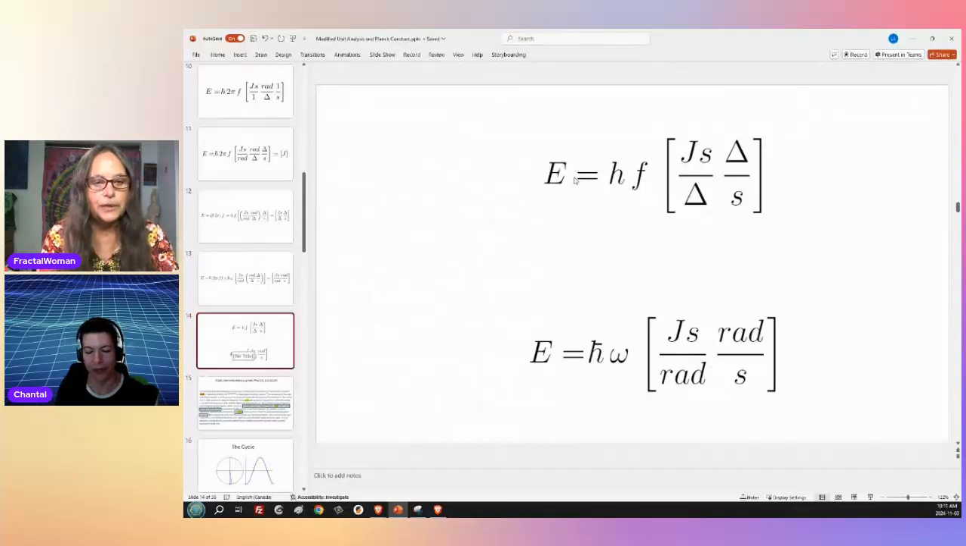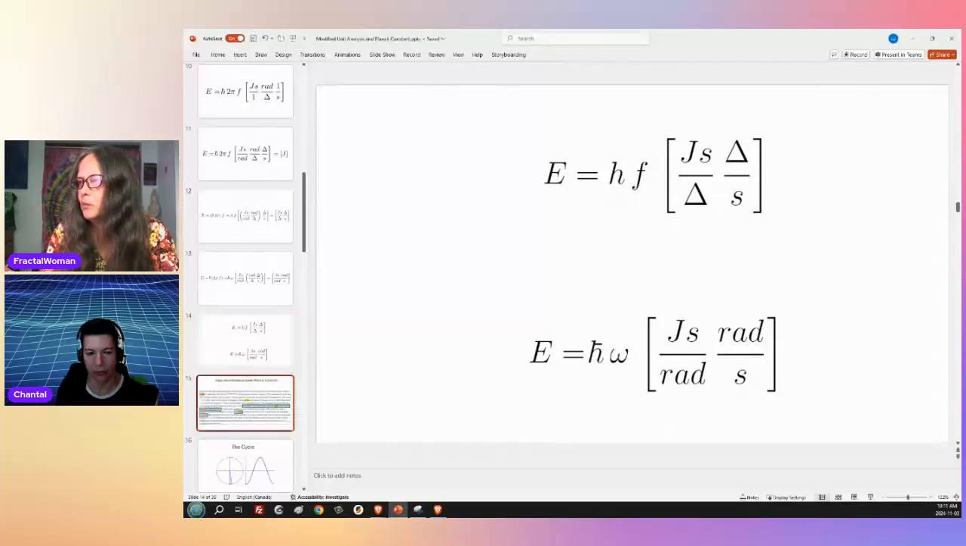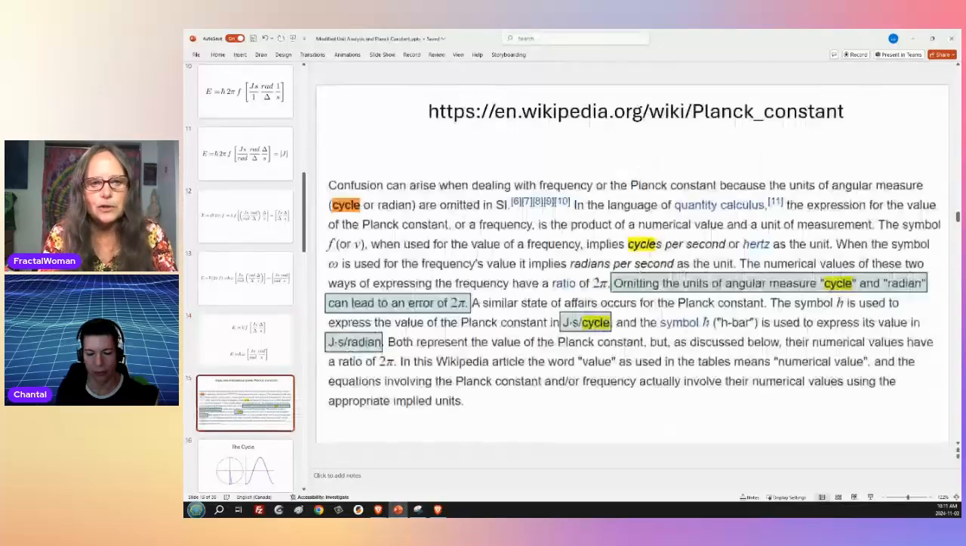Both are fine. Okay. So a number of years ago when I started doing this, I looked at Wikipedia under Planck's constant, and it said the following. I'm going to read this a little bit. Confusion can arise when dealing with frequency or Planck's constant, because the units of angular measure, cycle or radian, or cycle and radian, are omitted from the SI standard.